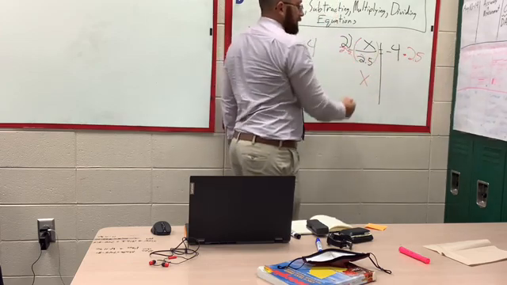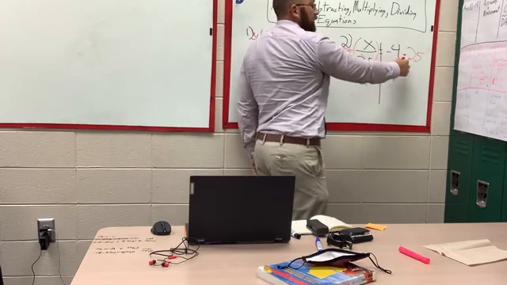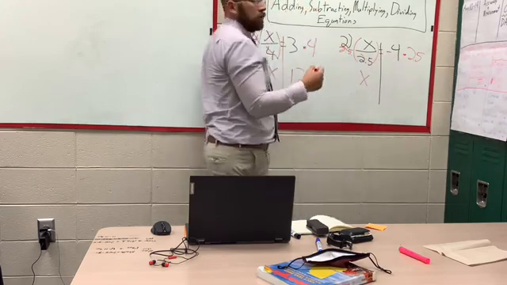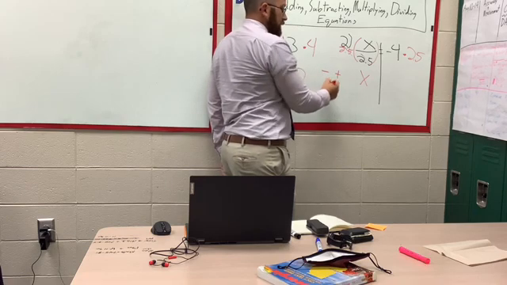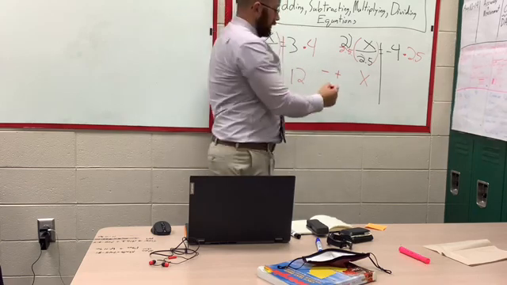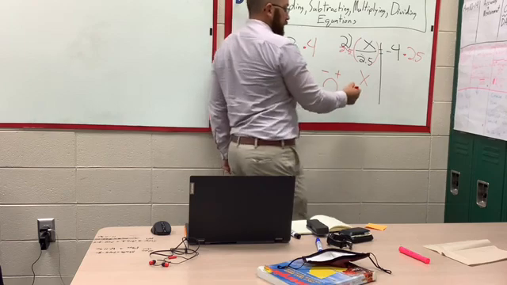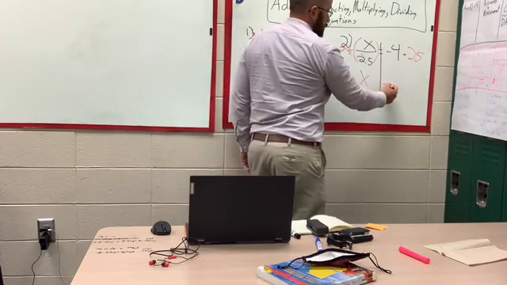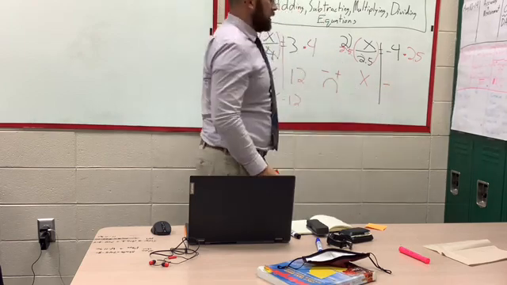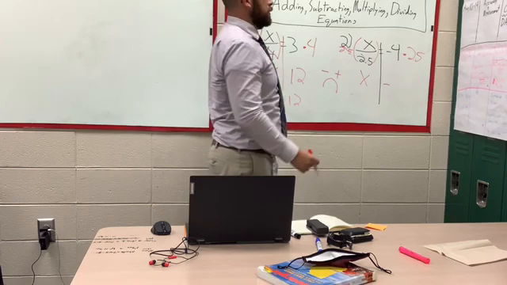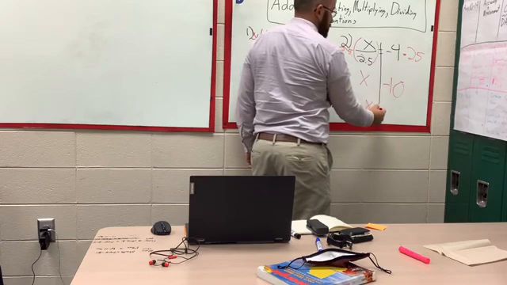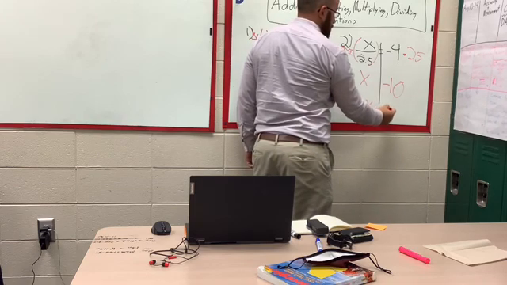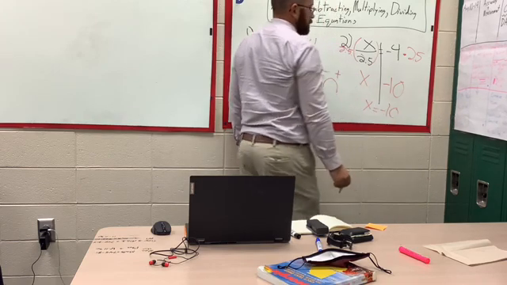You have an x. Now you have a negative and a positive. So going back to the smiley face, if I have a negative times a positive, what do I get? I get a frowny face, which means negative. Then 4 times 2.5 is 10. So x equals negative 10.